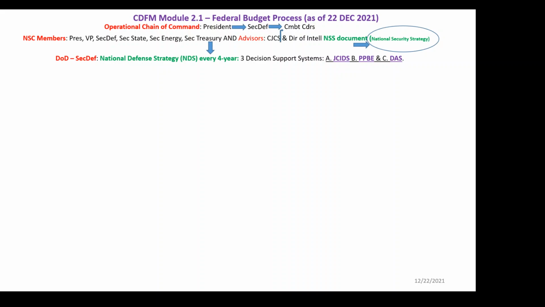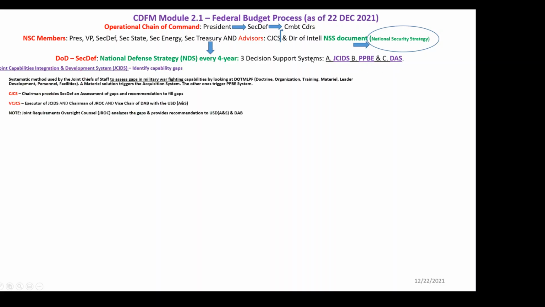Okay, so moving along. The first DoD support system is JCIDS, the Joint Capabilities Integration and Development System. Let's say the DoD comes up with their strategy. The first thing they have to do, now that we know what we need to do, is determine: can we do it? That is what JCIDS does.